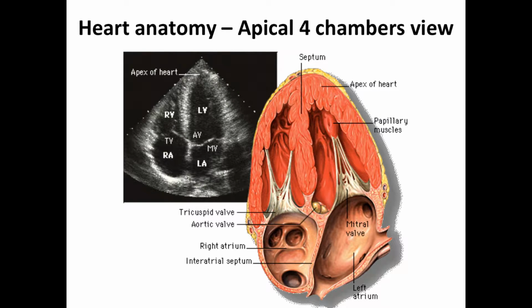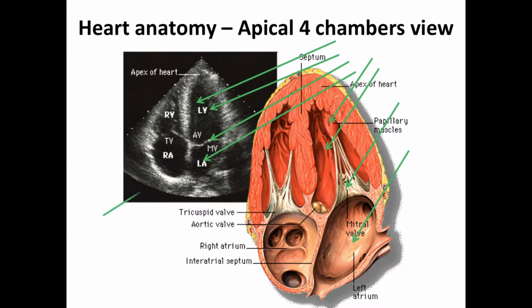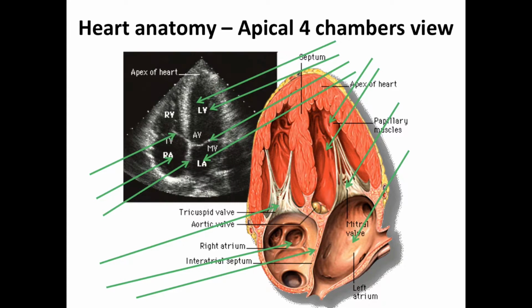I will now present the most important structures, starting from the top right and proceeding in clockwise order. We have the left ventricle, the papillary muscle, the mitral valve, the left atrium, the interatrial septum, the right atrium, the tricuspid valve, and the right ventricle.